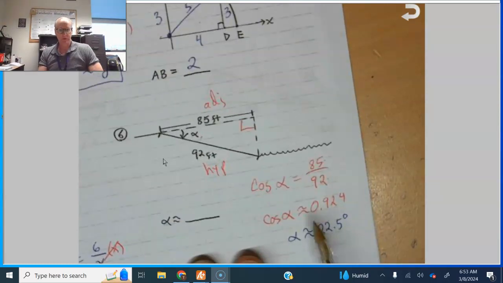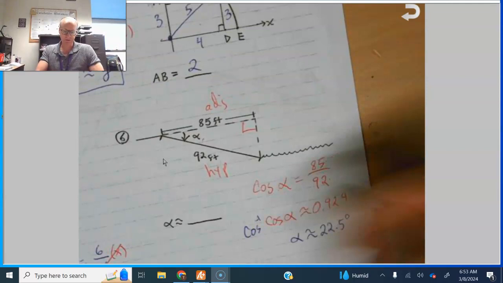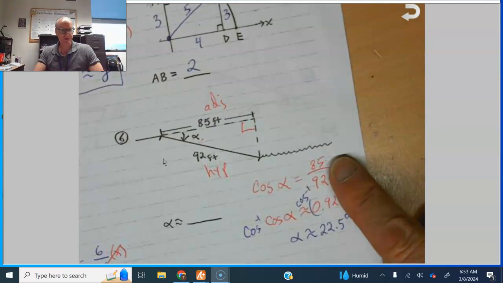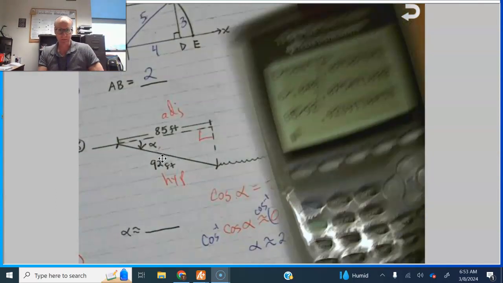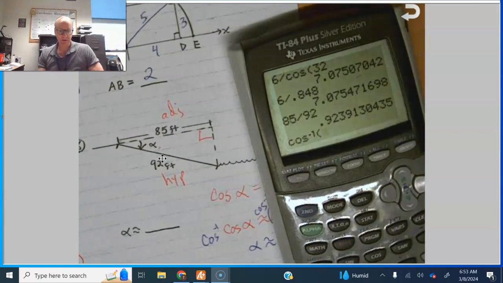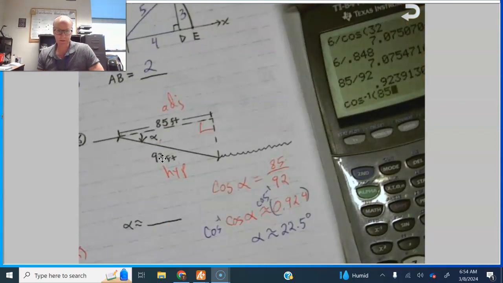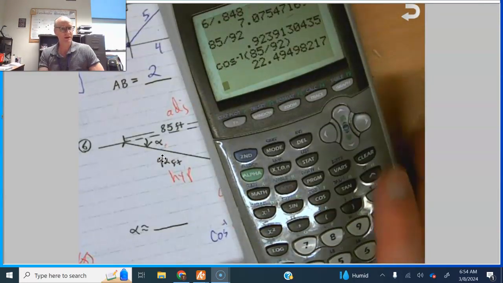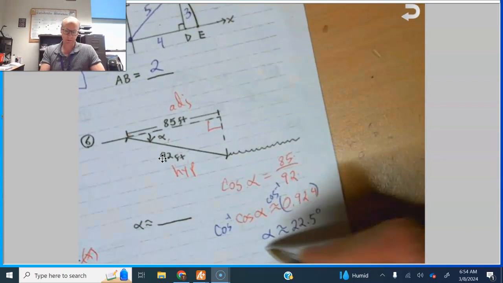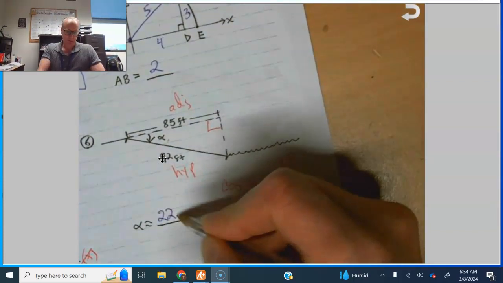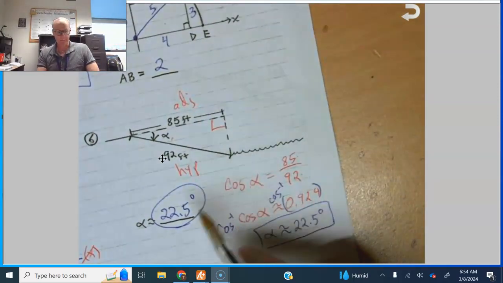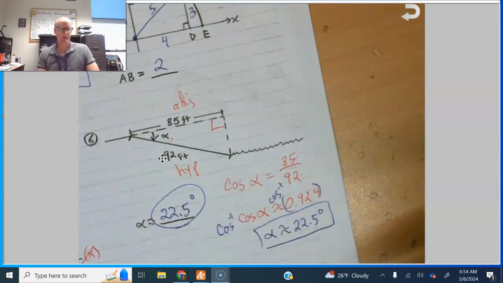Now, what I can do, of course, is take the inverse cosine, which is that trig function, and I can actually use the fraction, and then I'm very accurate. So I'm going to take my fraction and take the inverse cosine of 85 over 92. And there it is. You can see it on the calculator. And we should get 22.49, almost exactly 22.5, right in the middle. 22.5, and you do want to put units on it. If you don't put degrees, calculators, engineers, and so on assume that you're talking about radians.